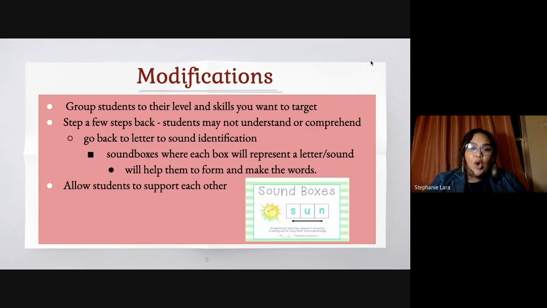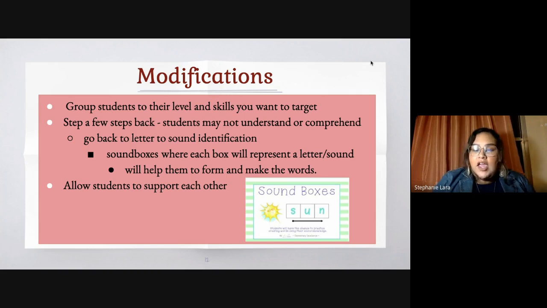Modifications. With modifications, one thing about doing small groups is that teachers need to group students to their level and skills you want to target. What this means is that you might have to do this after assessment to see if the student knows the skill, if they're excelling in the skill, or if they just need some practice.